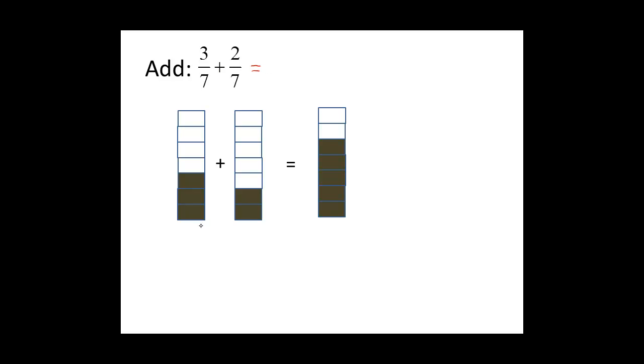So when we add fractions, we need a common denominator because we need to say that the pieces to make a whole are the same. So we add the pieces that we have. 3 plus 2 is 5. And we keep the same denominator, 7. So 3/7 plus 2/7 is 5/7.